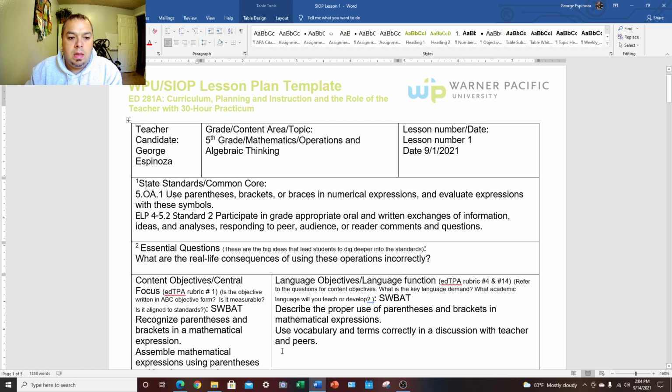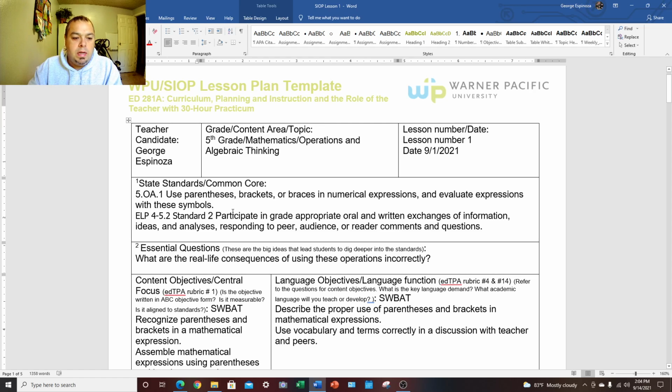First of all, I am looking at the content grade area topic: 5th grade mathematics, and the content area is operations and algebraic thinking. My Common Core state standards come from 5.OA.1, which describes the use of parentheses, brackets, and braces in a numerical expression and evaluates expressions with these symbols.